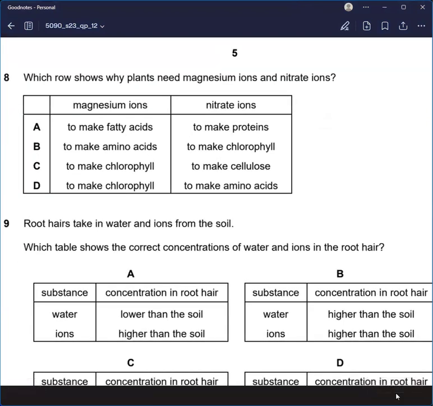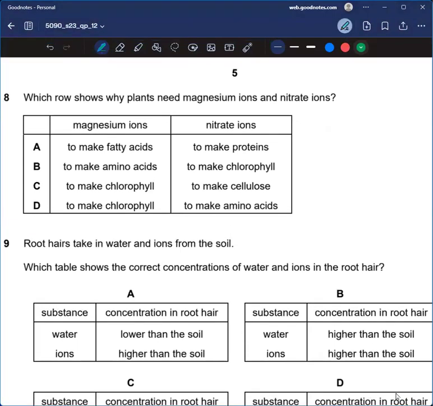Which row shows why plants need magnesium ions and nitrate ions? So basically, magnesium ions are required to make chlorophyll. So here we have C and D, and the others would be ruled out. And nitrate ions are required to make amino acids, not cellulose. Cellulose is basically a polysaccharide, and its monomers are glucose. So D.